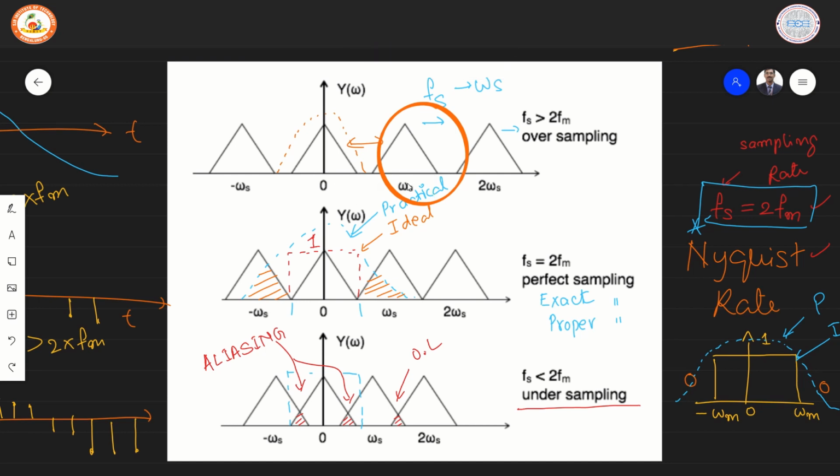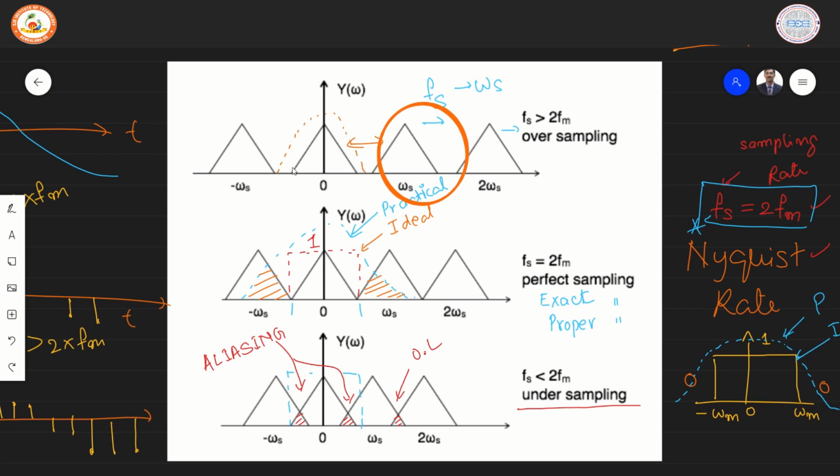So the greater the value of Fs, the more distant the replicas will be. We know the spacing from here to here is omega s, and from here to here it is also omega s. So if Fs is more, the separation will be more. Now what is the advantage of this? The replicas, or what we call harmonics, are duplicates of the original, so we can discard them. It's sufficient to take the spectrum at the center frequency, which is 0.